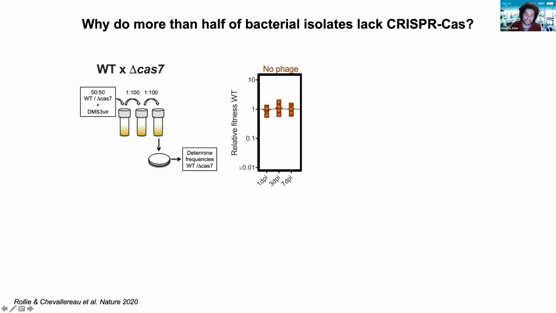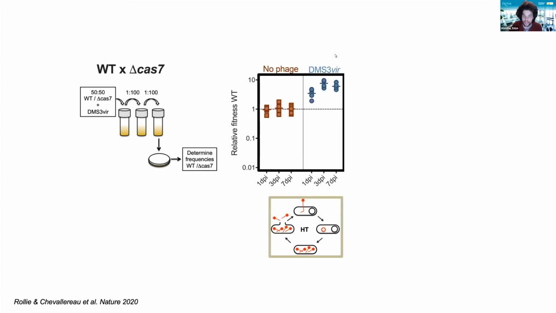First of all, in this experiment, you can see that the relative fitness of the two genotypes is exactly 1 when there is no phage. A relative fitness of 1 means that they are equally fit. Then they ran the experiment where they added this phage, DMS3-Ver, to the competition experiment. Now you see that the relative fitness of the wild type is higher than 1, meaning that the wild type is increasing in frequency. So it's fitter than the Delta Cas7. In other words, CRISPR-Cas provides a clear fitness advantage under those conditions.